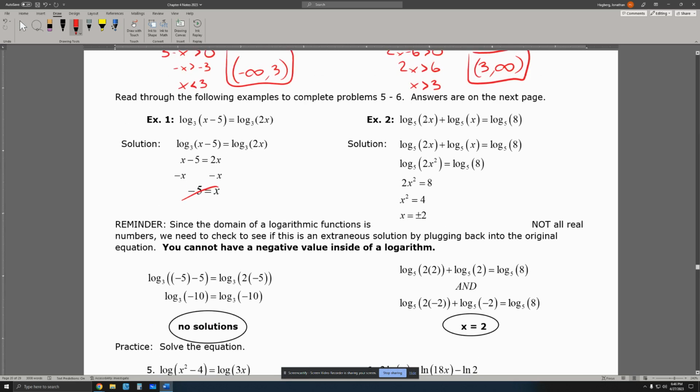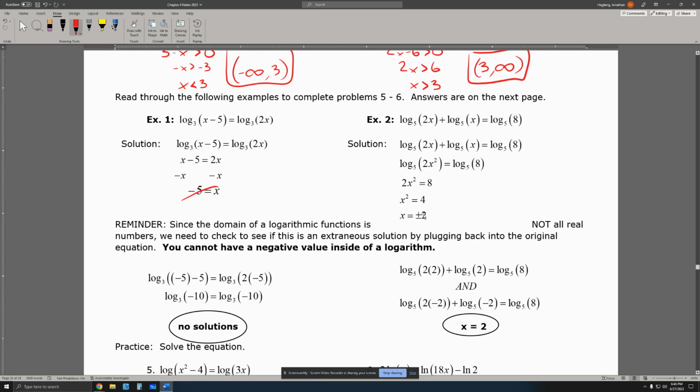For example 2, again, we have these logs all base 5, but I noticed we're adding 2 of these here. So we've got our product rule. So we can multiply the arguments here, 2x times x, and we get 2x squared. So log base 5 of 2x squared equals log base 5 of 8. And then finally, because we have the same log base 5, we can set those arguments equal to one another. Dividing both sides by 2, we get x squared equals 4, or x equals plus or minus 2.